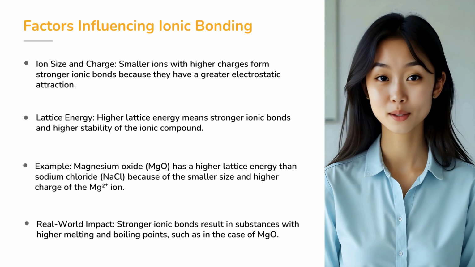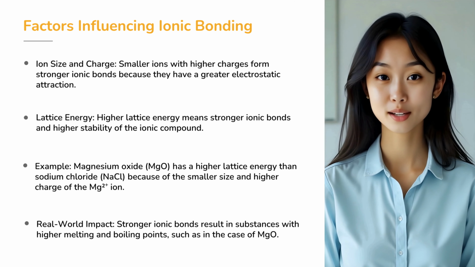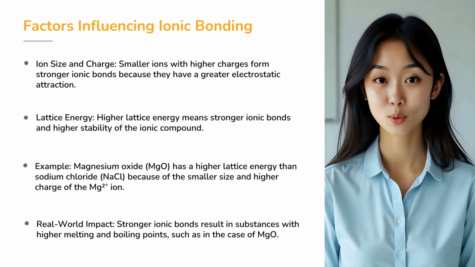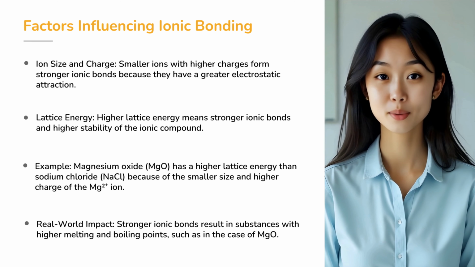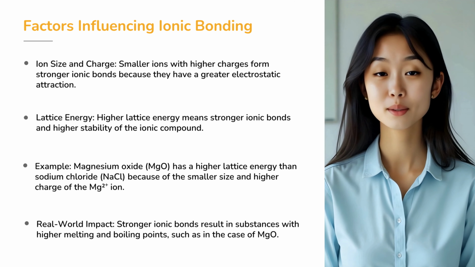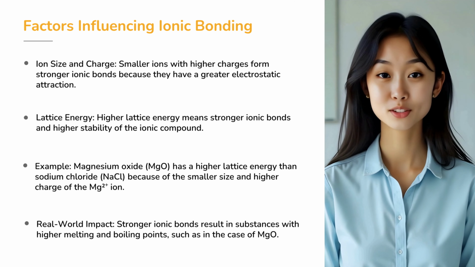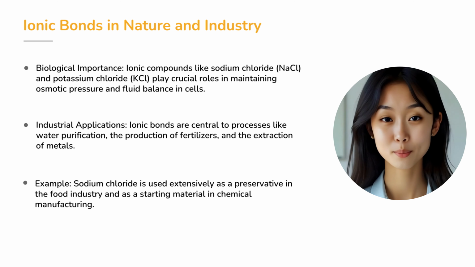For example, magnesium oxide has a much stronger ionic bond than sodium chloride because the magnesium ion, Mg2+, is smaller and has a higher charge than the sodium ion, Na+. This means that the attraction between the ions in magnesium oxide is much stronger. The strength of these bonds also determines the properties of ionic compounds, such as high melting points and solubility in water. Ionic bonds are everywhere in nature and industry.